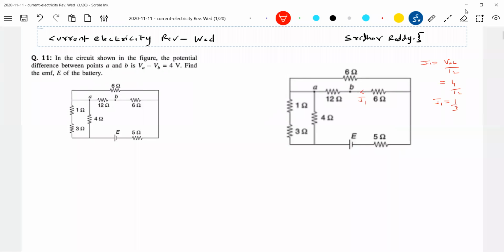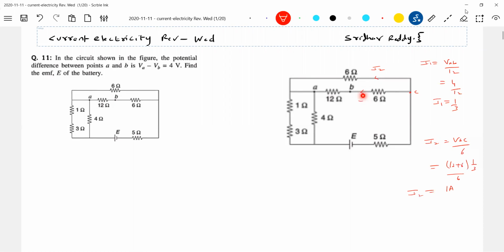Once you know I1, call this point C. The potential drop across VAC should be equal to that across the 6 ohm. So therefore, what is the current in this branch? Let it be I2. I2 should be equal to VAC by 6. What is VAC? 12 into 1 by 3, plus 6 into 1 by 3, by 6. That is 1 ampere. Current here I2 will be 1 ampere.